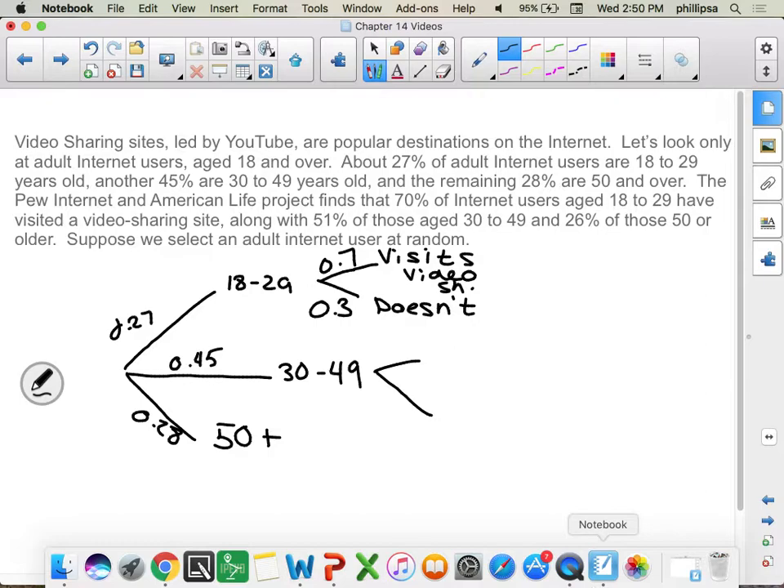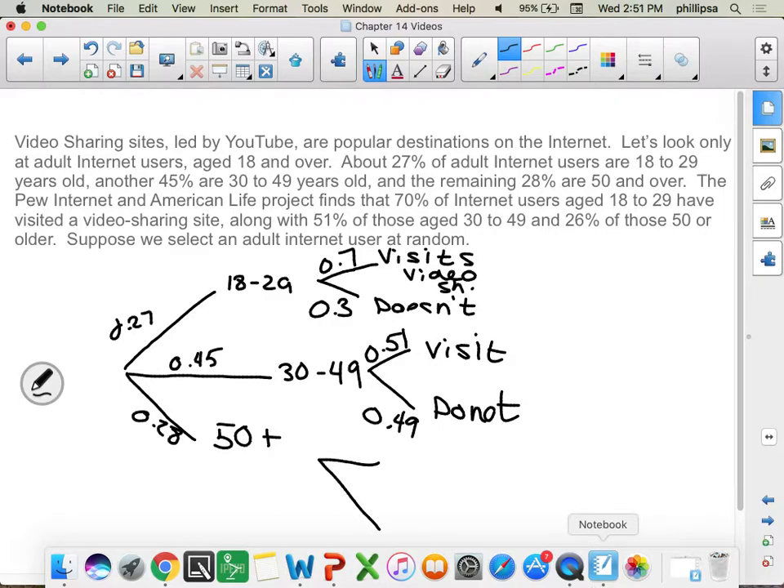Of the 30 to 49-year-old group, 51% visit and 49% do not. And for the 50 plus group, 26% visit and 74% do not.